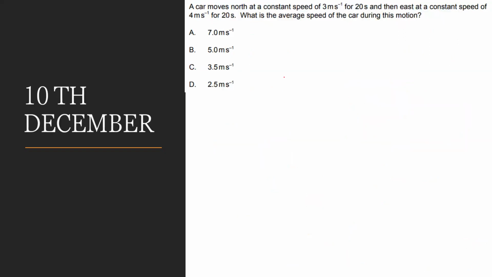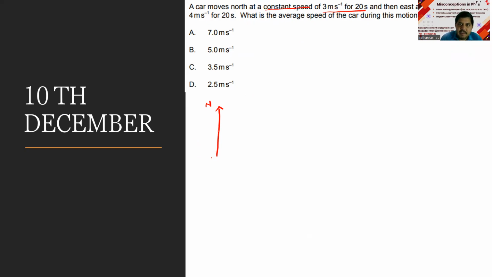A car moves at a constant speed of 3 meters per second for 20 seconds and then east. Okay, let us write down. A car moves at a constant speed of 3 meters per second along north. What I will do is, I'll write it down here. Along north, 3 meters per second for 20 seconds. What is this now? Constant speed. So therefore, when I say constant speed, the distance moved is nothing but 3 multiplied by 20, which should be equal to 60 meters.